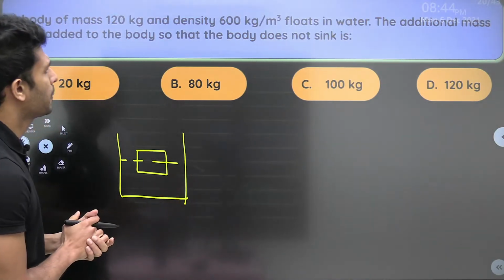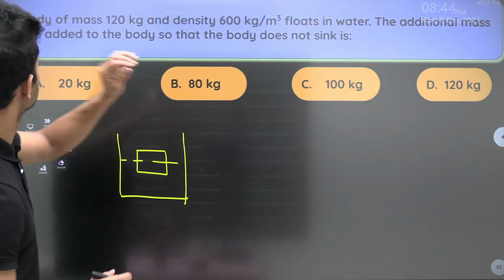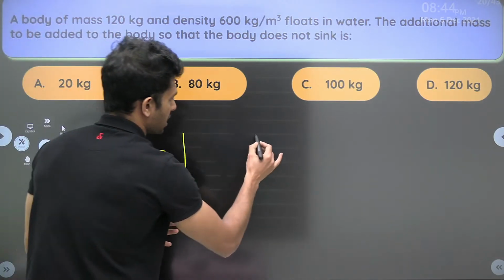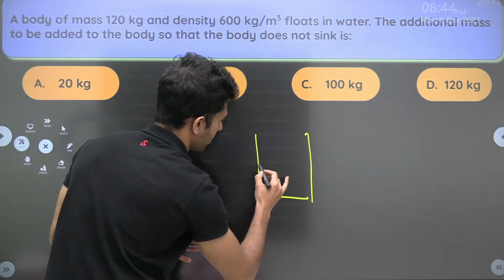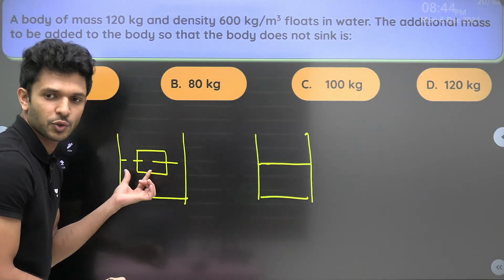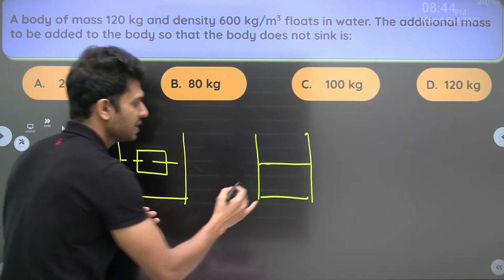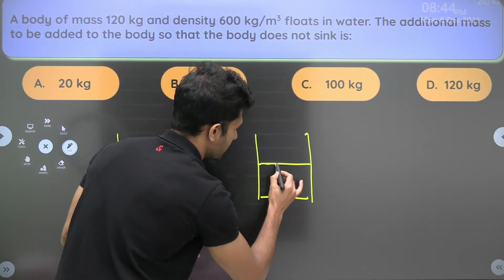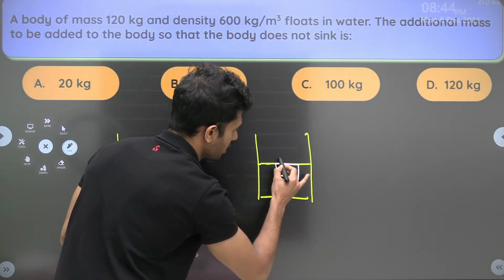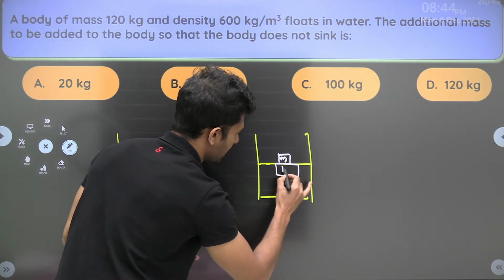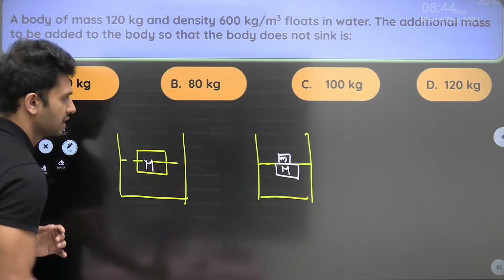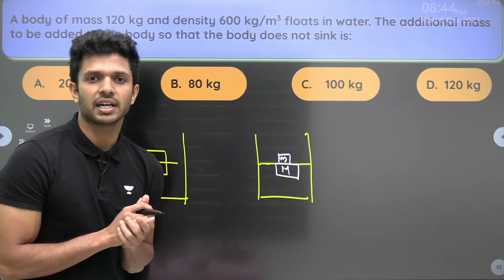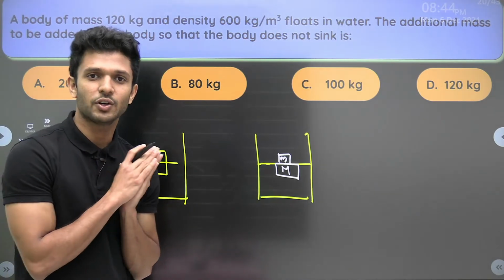Now, the question is the additional mass that has to be added to the body so that the body does not sink. That means how much mass has to be kept on this particular cube so that it will just be completely immersed without sinking. If we draw the figure, it has to be like this. On this cube, what is the small mass that has to be kept? This is the large mass, so that this particular body will be completely submerged inside the fluid. This is the question. How will you solve it?